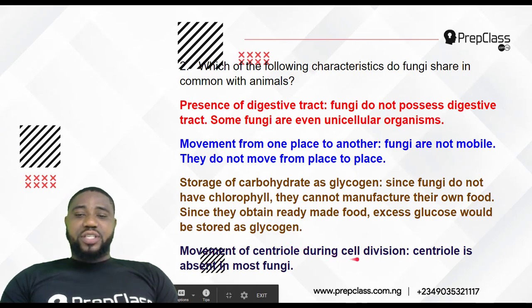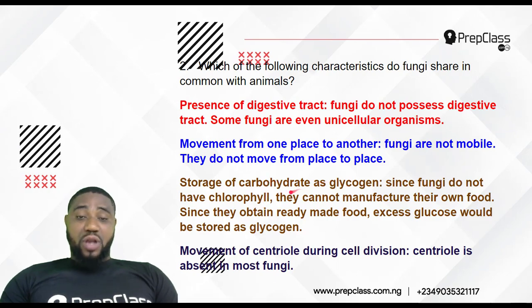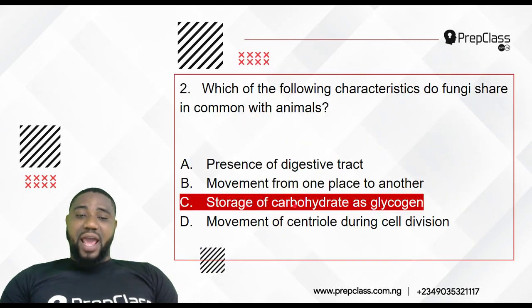Movement of centrioles during cell division. Yes, centrioles are absent in most fungi. It's mostly animal cells that have what? Centrioles. Centrioles, together with the nucleus, play a role in what? Cell division. So the only possible character that fungi will share with an animal is what? Ability to store what? Carbohydrate as glycogen. So storage of carbohydrate as glycogen will be your best answer.